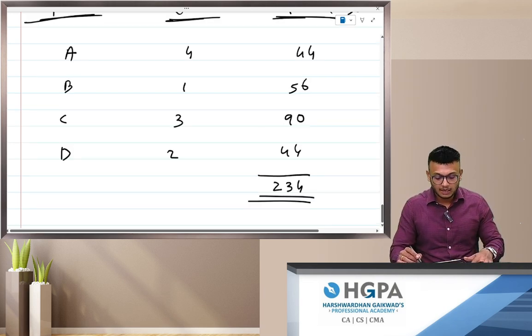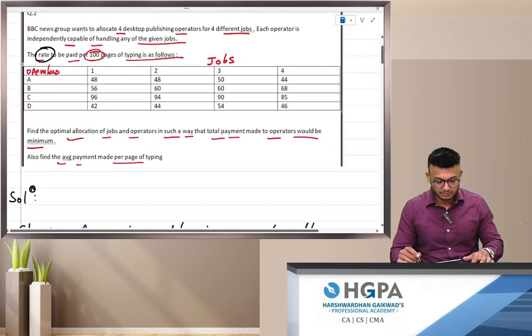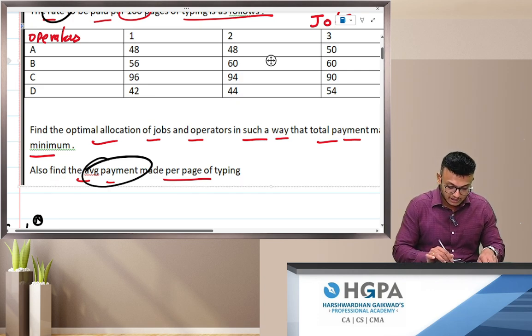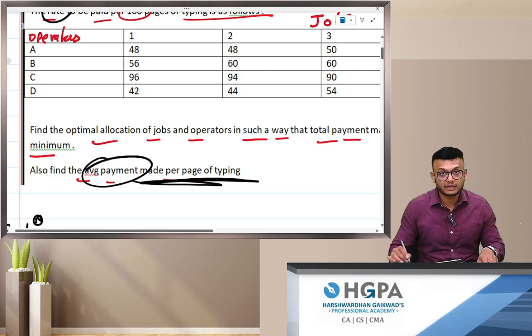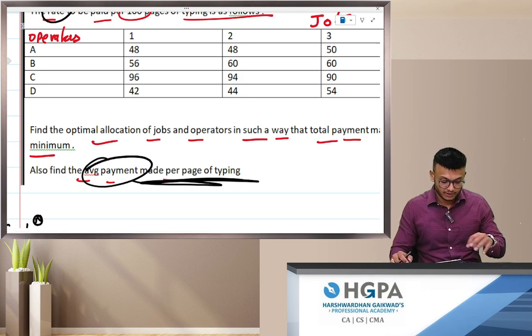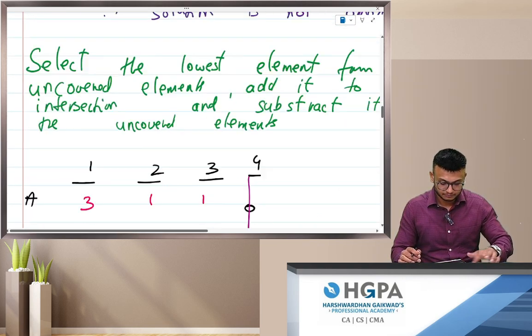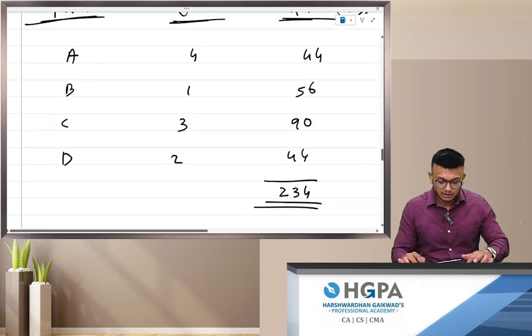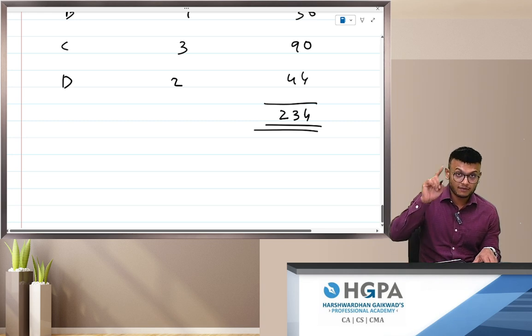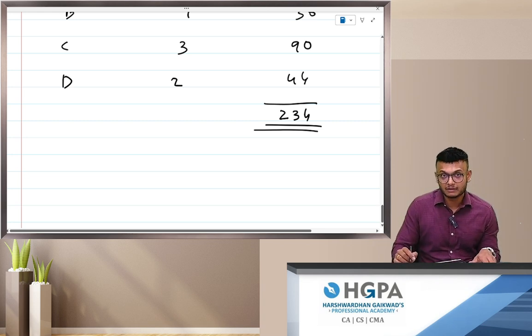Okay. Now, boys and girls, pay attention, please. They've asked one more question over here. Also find out the average payment made per page of typing. Your total answer is 234. But the point is what? When they tell you to compute average payment, the point is very simple. See, this 234 is for how many pages? It's for 400. Because the rate given above was for 100 pages. The rate was for 100 pages.